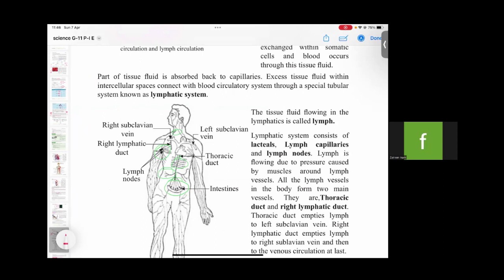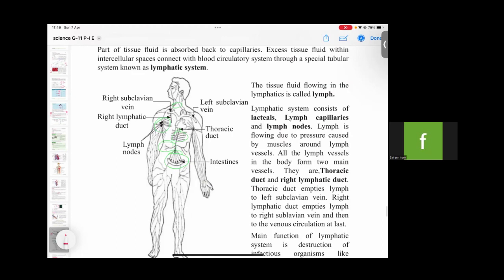In the intestine, there are lymph nodes and so on. The fluid within the lymphatics is called lymph. The lymphatic tissues consist of lacteals. Remember the lacteals we were talking about in digestion? Then you have lymph capillaries and lymph nodes. Lymph flows due to pressure caused by muscles around lymph vessels. All the lymph vessels in the body form two main vessels, the thoracic duct and the right lymphatic duct. It's always better to remember these.